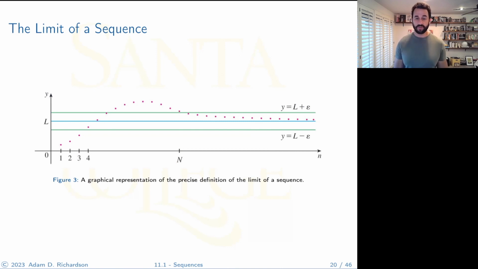Here's a great pictorial representation. This is like the picture that, for me, makes everything click. What I've got here is a sequence depicted in pink. So that's all these little dots that you see here. This is the sequence, all right? And here, epsilon is just some given number. So epsilon is some positive number. This blue line, L, is the limit of this sequence. And this green line right here is L plus epsilon, and this green line down here is L minus epsilon.